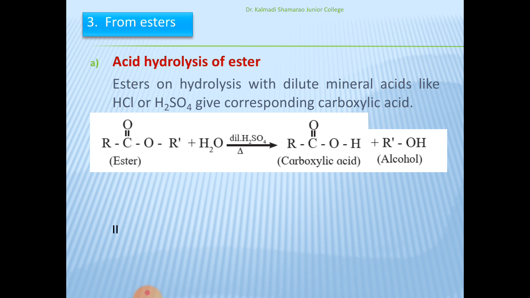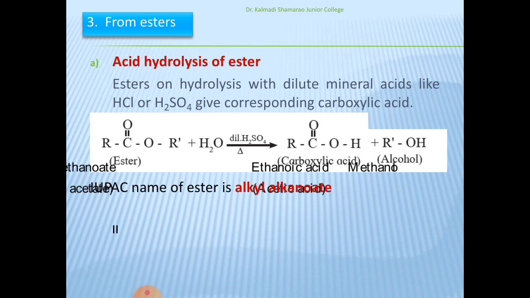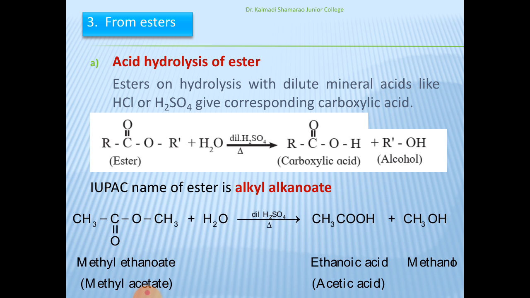RCOOR' plus H2O in presence of dilute H2SO4 gives RCOOH, carboxylic acid, plus R'OH. IUPAC name of ester is alkyl alkanoate. Reaction: CH3COOCH3 plus H2O in presence of dilute sulfuric acid gets converted into CH3COOH, ethanoic acid, plus CH3OH, methanol.